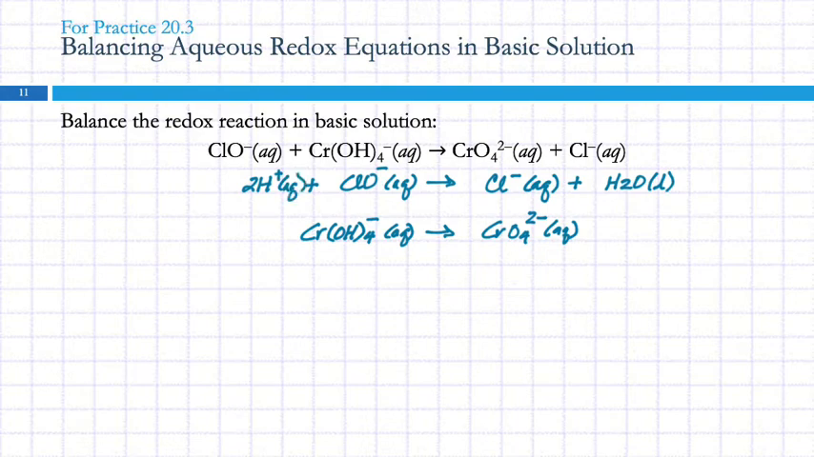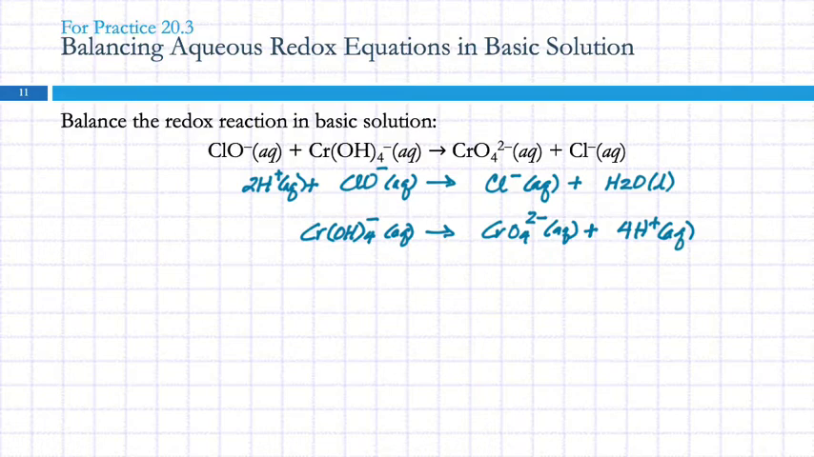Everybody okay with that? Down here, for mass, 1 chromium, 1 chromium, 4 oxygens, 4 oxygens. Oh, that was convenient. The hydrogen's the only one that's not balanced. So there are 4 hydrogens on the left side. So I need to add 4 hydrogen ions on the right side. So all my letters are balanced.